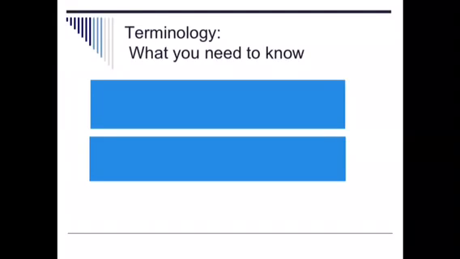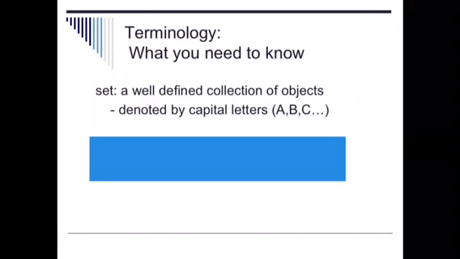The first term is set. A set is a well-defined collection of objects, and usually our set is labeled using a capital letter. But it can be anything. It could be colors, it could be letters, it could be numbers, it could be people, it could be anything that you can tie together using some kind of common characteristic.